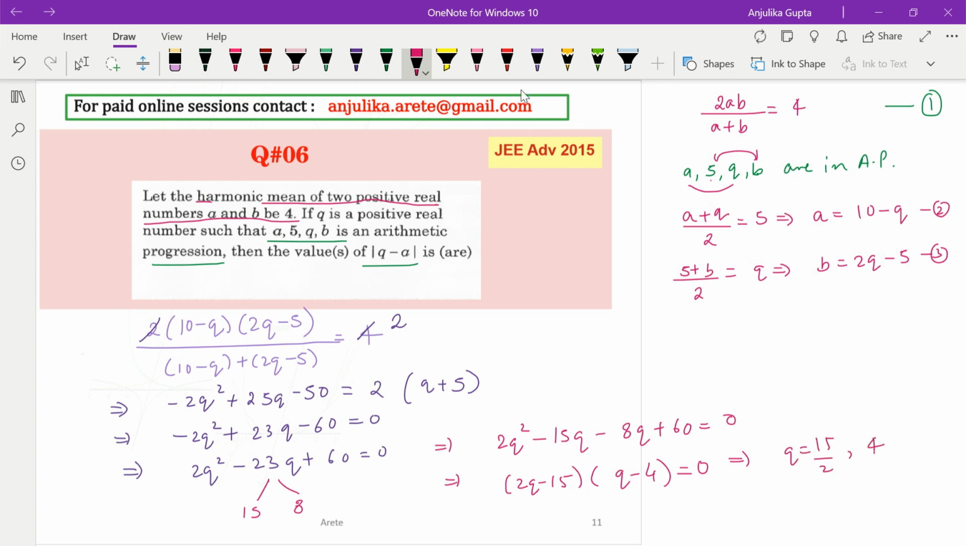You're getting two values for q. Similarly, why am I interested in a also? Because I want to figure out what q minus a is. So corresponding to 15 by 2, what is my a? a is 10 minus q. So 10 minus 15 by 2. How much is that? 5 by 2. So corresponding to 15 by 2, my a is 5 by 2. And corresponding to q equal to 4, it's simple, 10 minus 4, that's 6.